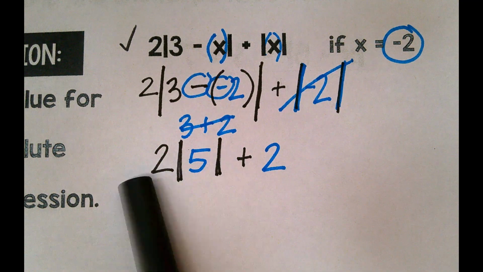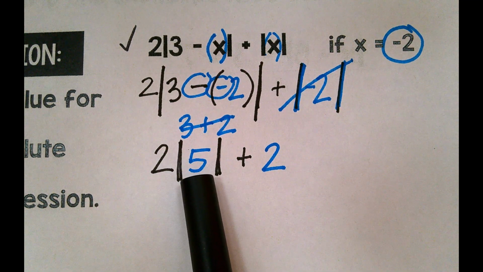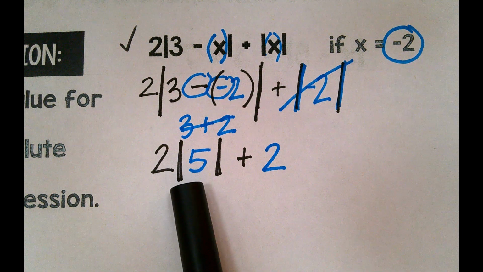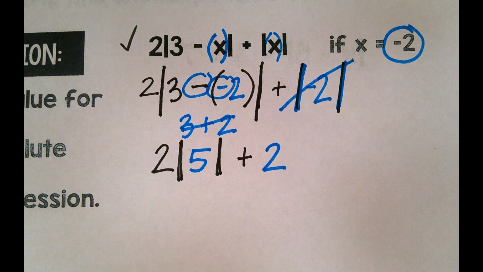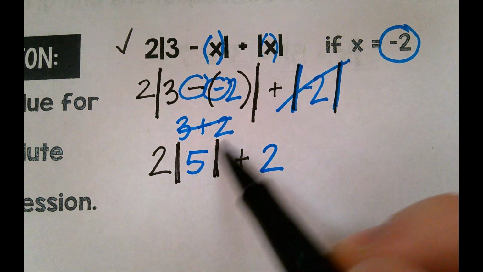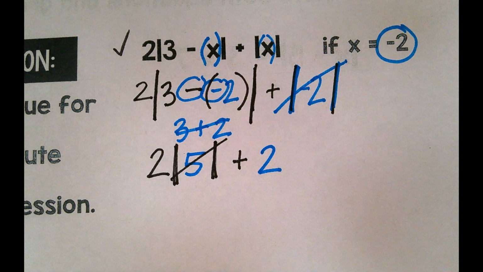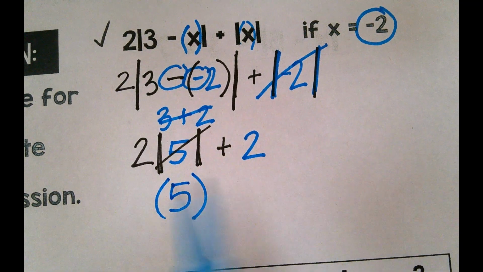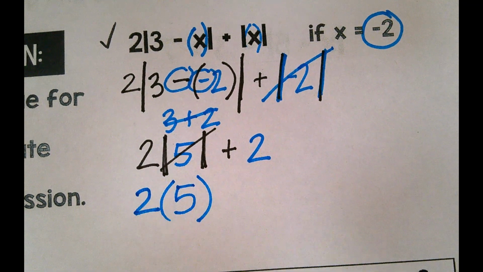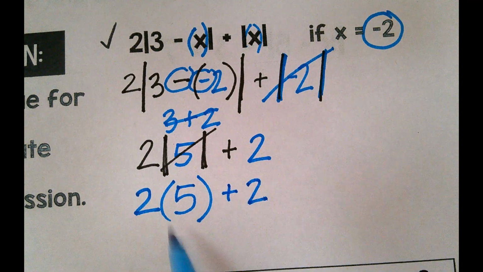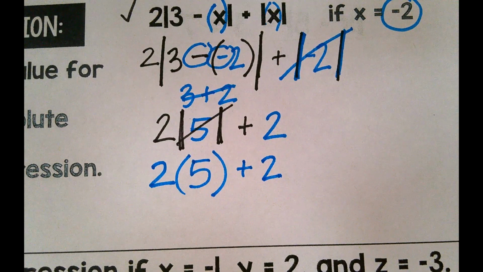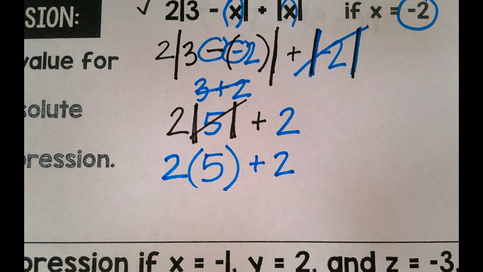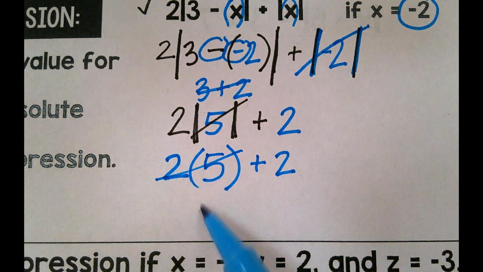Now, what happens with this 2 outside of this 5? Multiply, right? Remember, absolute value bars are a lot like parentheses. If you have a number outside of a number in parentheses, we distribute, we multiply. So I'm getting rid of these bars because we found the absolute value of 5. It's 5. We're going to bring the 2 down, and that means times. 2 times 5 is 10.